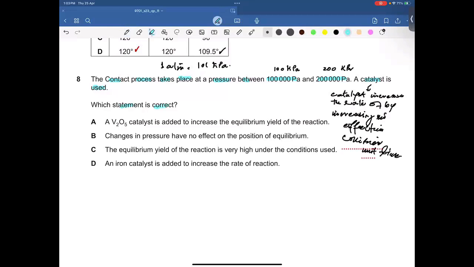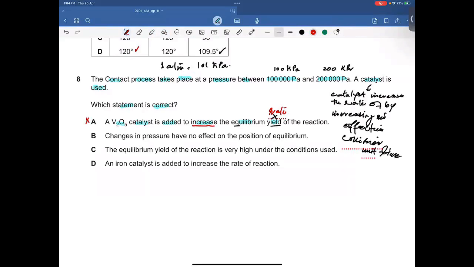V2O5 catalyst is added to increase the equilibrium yield. A catalyst never increases the equilibrium yield. In fact, it increases the rate of reaching equilibrium. That means it increases the rate of forward as well as the rate of backward reaction, so that equilibrium is attained more quickly. Okay, so this must be the incorrect option, because a catalyst never increases the equilibrium yield. It always increases the rate.